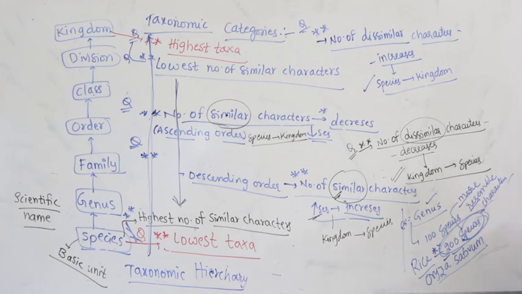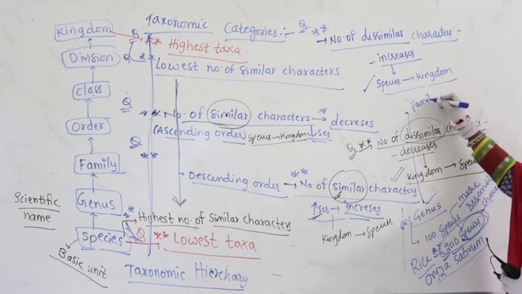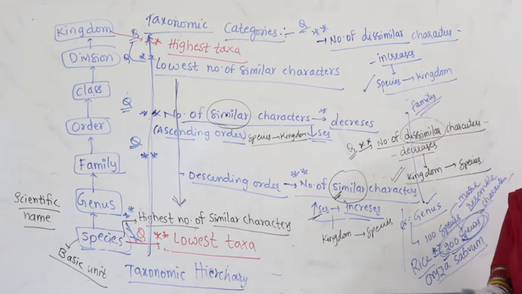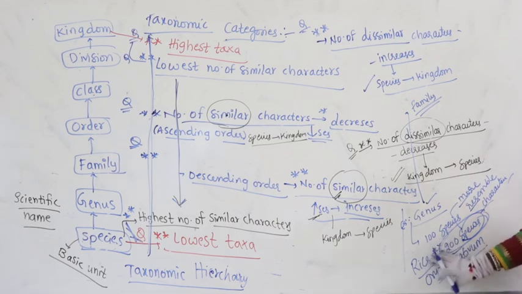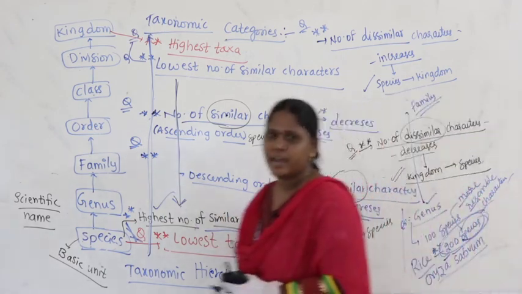For example, if you compare genus and family, we have so many comparisons. Genera may be different, but both will fall in the same family, though they are totally different. Similar characteristics are totally different. So, here this is called the highest taxa because we find the highest number of similar characters.